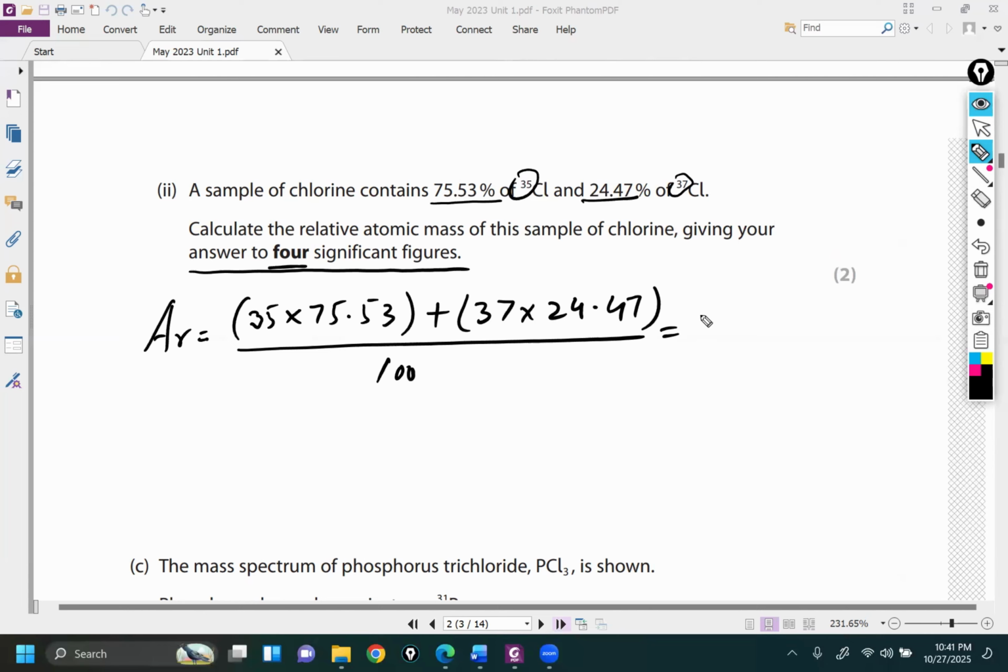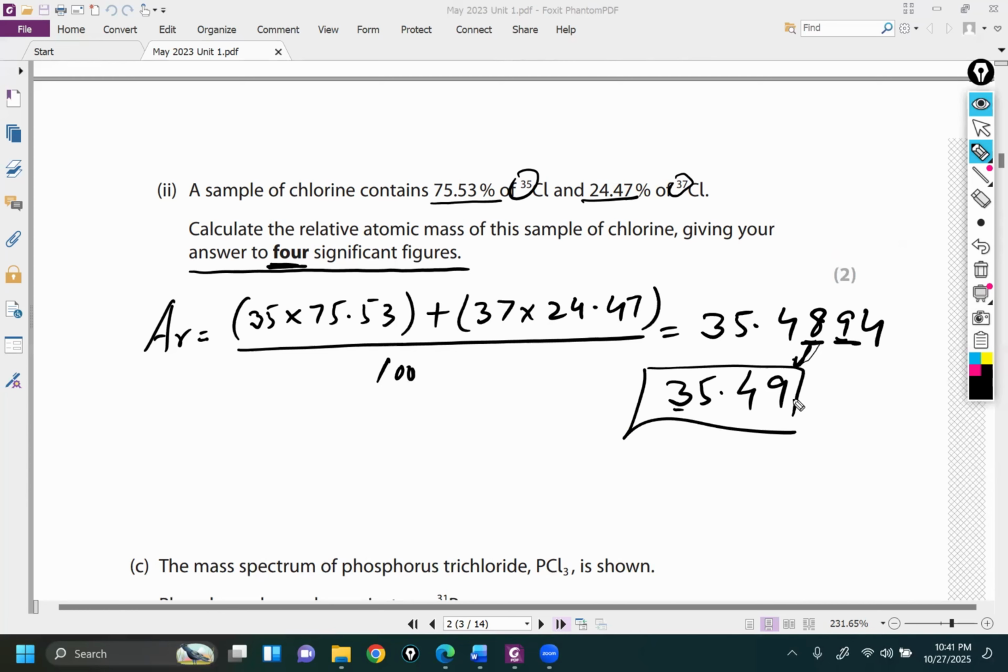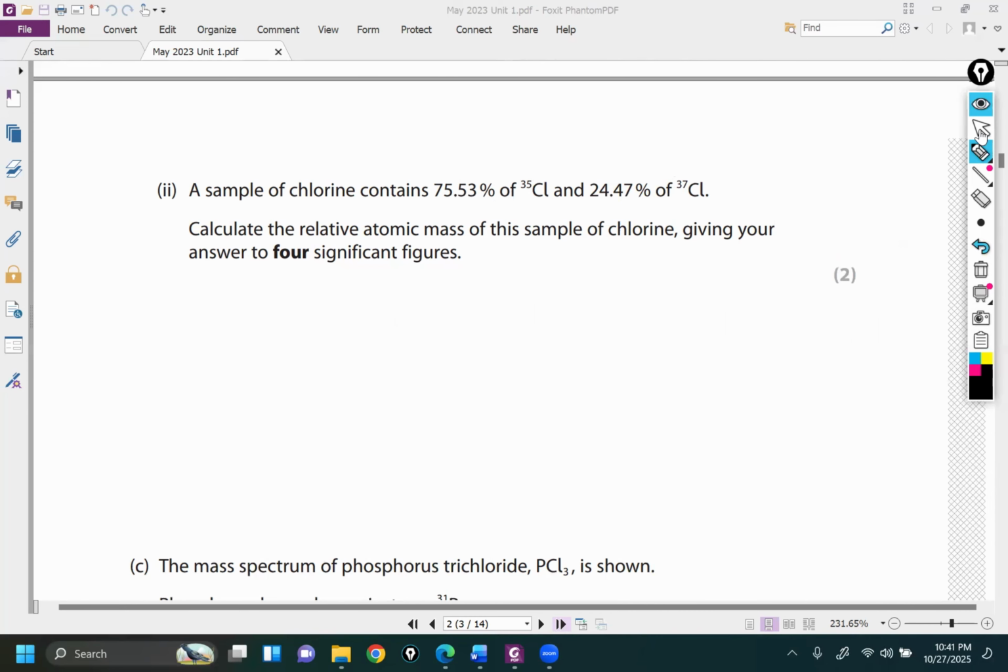You will get the answer 35.4894. But to meet this requirement, we will round it to 2 decimal places, so it will be rounded to 49. Now this is more than 5, so we will increase the 8 to 9. So this is 2 decimal places, or it contains 4 significant figures. It's an easy question.